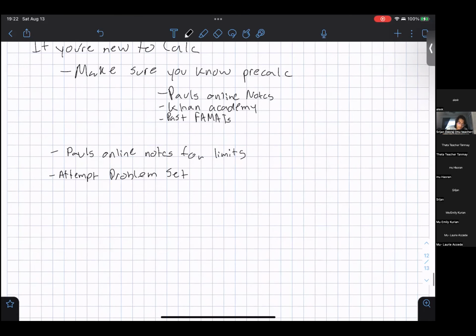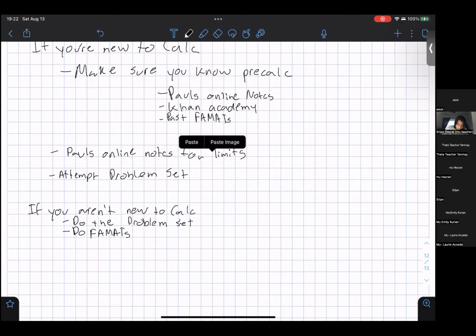If you aren't new to calc, do the problem set. Do FAMATs. If you haven't taken BC yet, I would suggest you get a head start on learning series, parametric, and polar, because especially if your teacher is just going to go over AB for the first chunk of the year, it might be a little bit boring and annoying. So maybe you can get a head start on that.